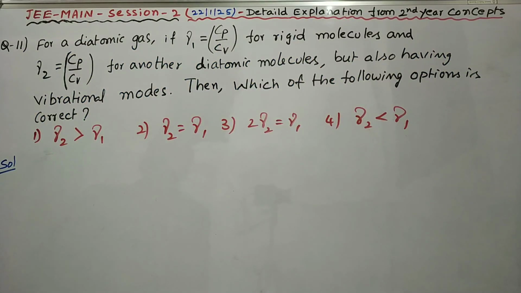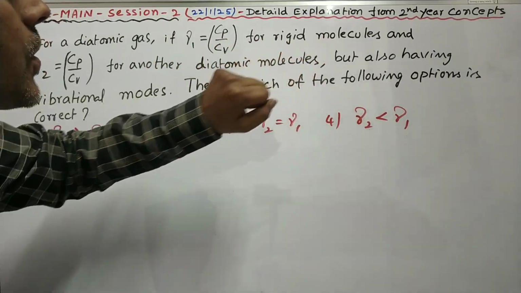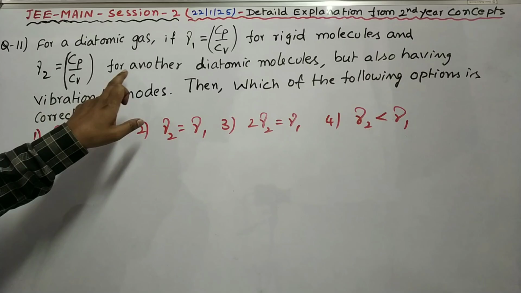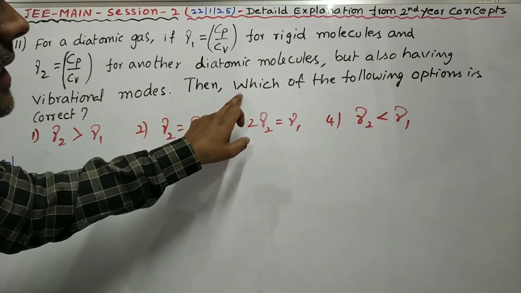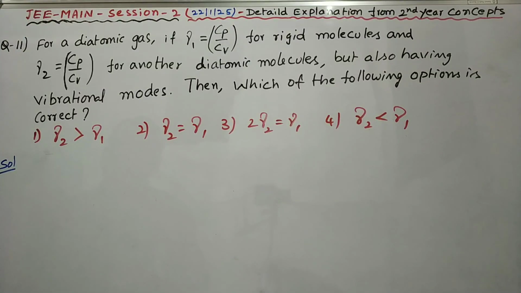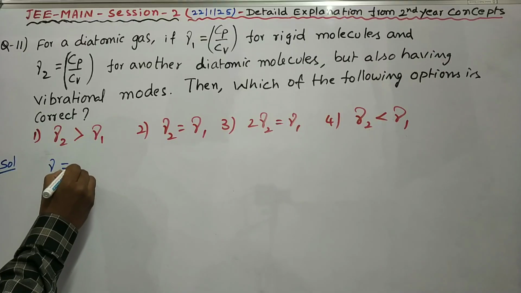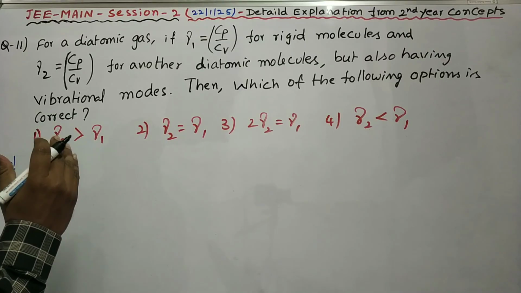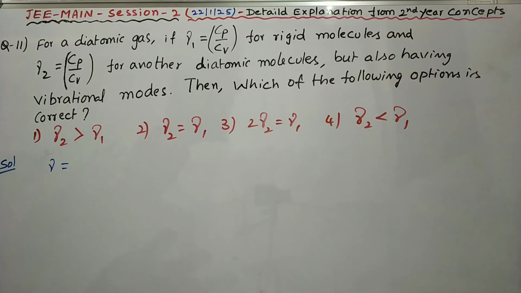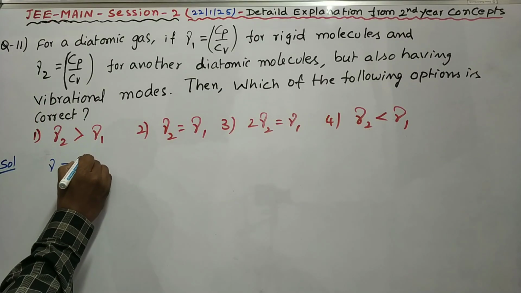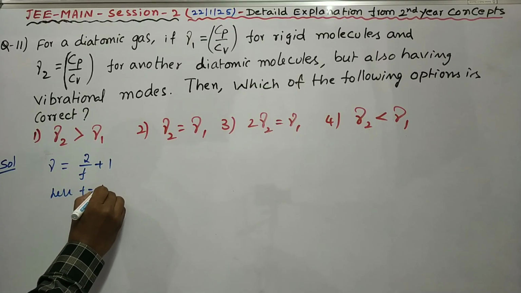The 11th question: for a diatomic gas, if gamma 1 is equal to Cp by Cv for rigid molecules and gamma 2 is equal to Cp by Cv for another diatomic molecule that also has vibrational modes, which of the following options is correct? Gamma is the ratio of specific heats. For any kind of gas, whether monatomic, diatomic or polyatomic, gamma is equal to 2 by F plus 1, where F is the degree of freedom.